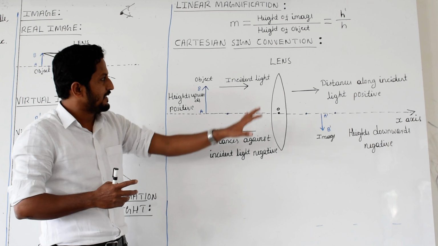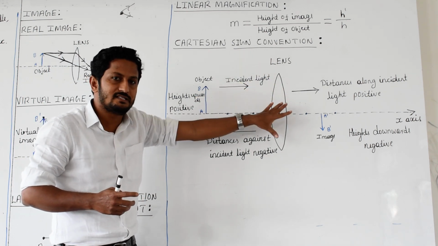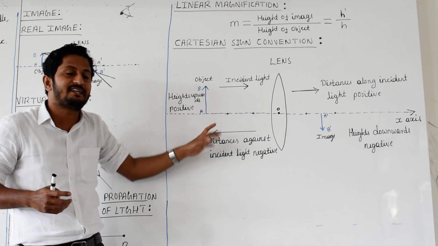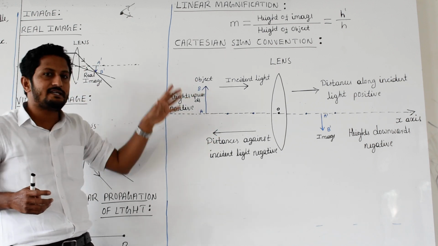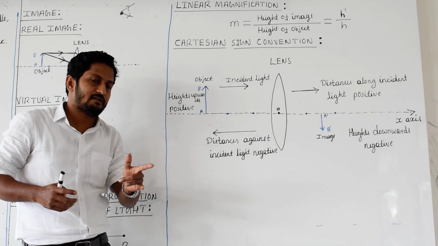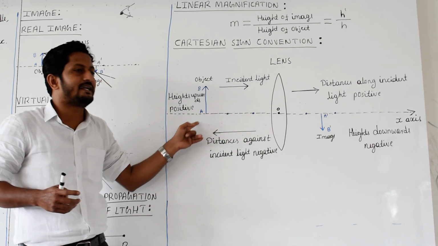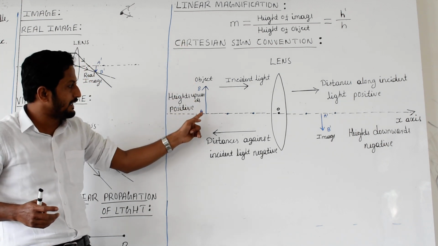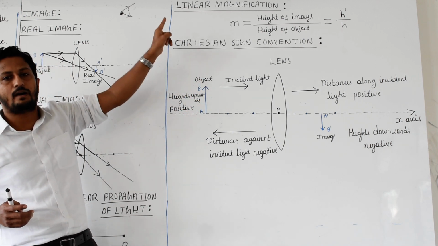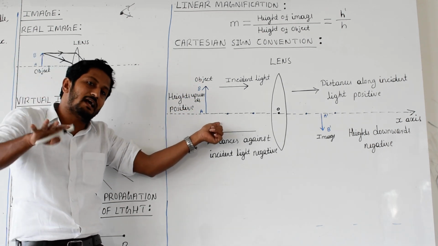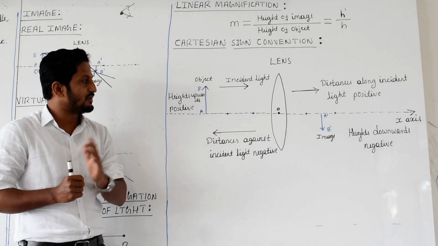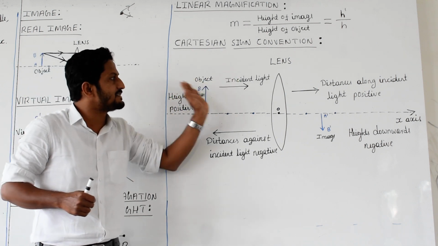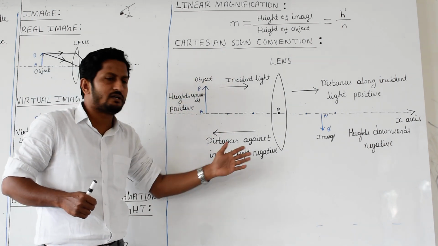Now you see, in front of this lens, somewhere I have placed a linear object AB. Here AB is a linear object, placed in front of that lens, held vertically upward with respect to the principal axis. Now from this object, light rays are coming, moving in all directions.